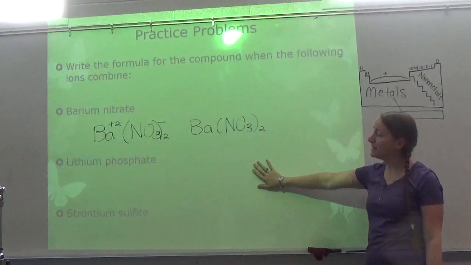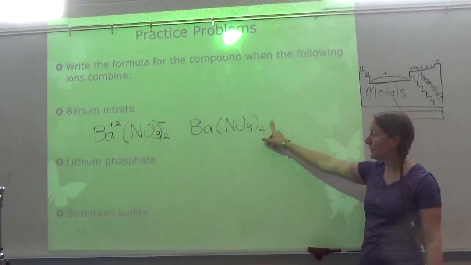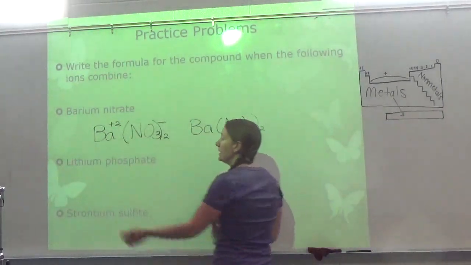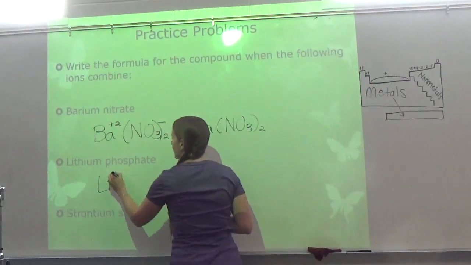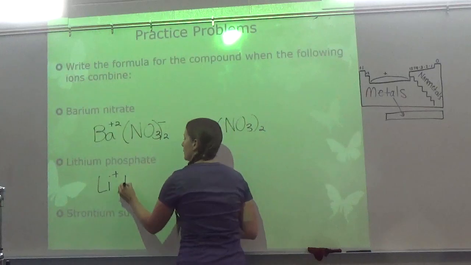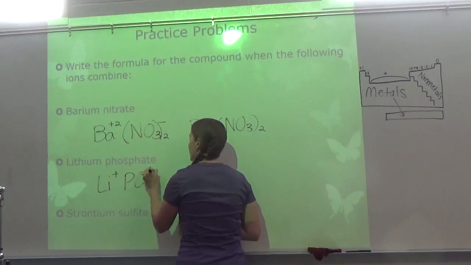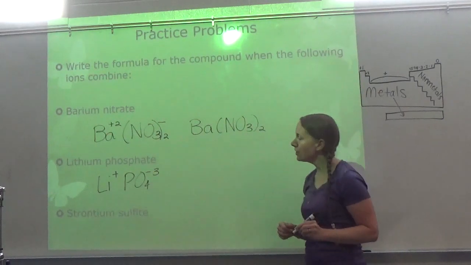All right, next one is lithium phosphate. Hopefully you got that one right. So let's see if you got this one right. Lithium is Li. It's in group 1, so it has a positive 1 charge. Phosphate is on your polyatomic ion sheet. It's PO4 with a negative 3 charge.